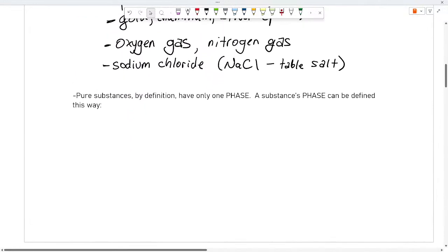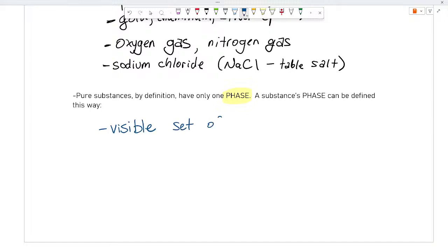Pure substances, by definition, have one phase. And that sounds kind of complicated, but a phase is just a visible set of traits. Right? So in other words, when we talk about a pure substance having only one phase, it all looks the same, which makes sense because it all is the same. Does that make sense?